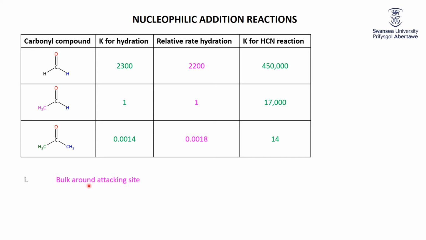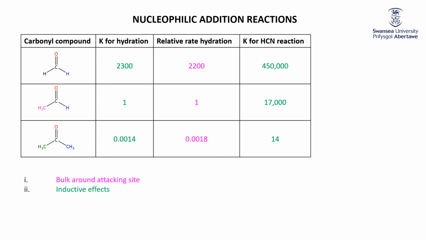So if you think about a group attacking this slightly positive carbon, it's very easy to get in here when there's two hydrogens in the way. Harder when one of those hydrogens is replaced by a methyl group. Much harder when both of them are methyl groups. So as you get bigger groups here, you're going to make it harder for a reaction to take place. You see that in terms of the kinetics, a much slower reaction for the bulkier groups.